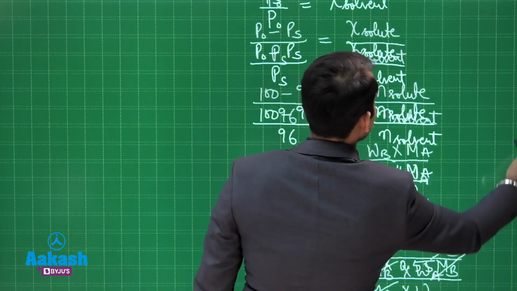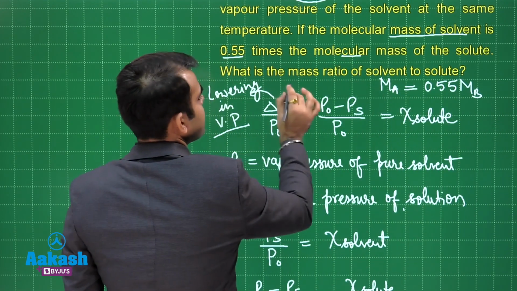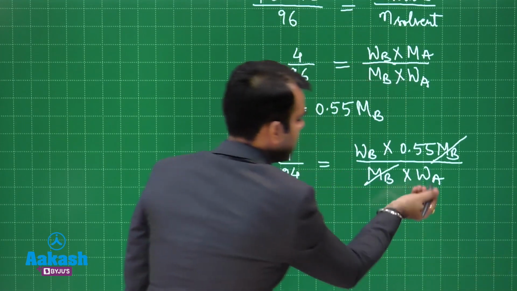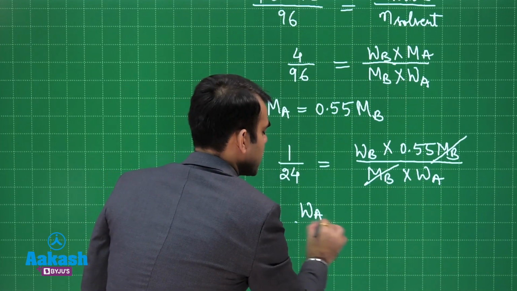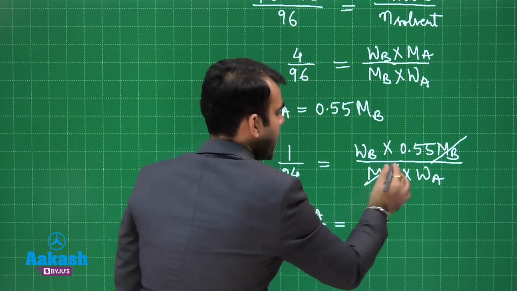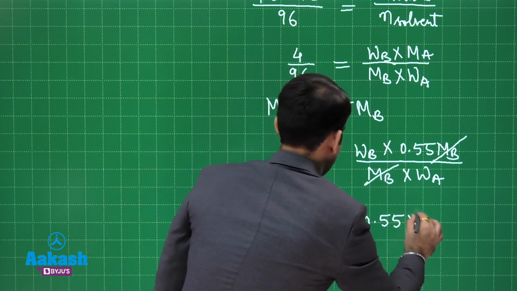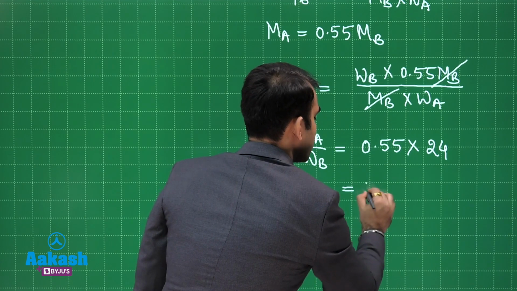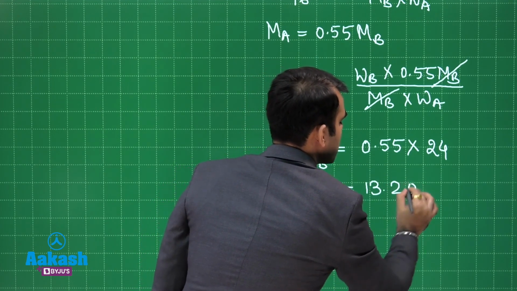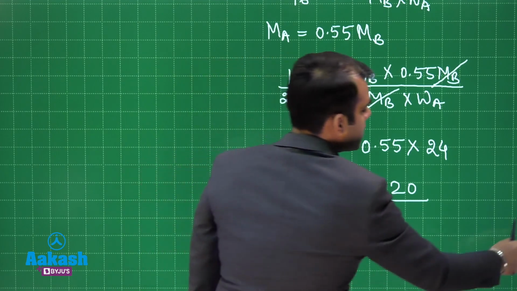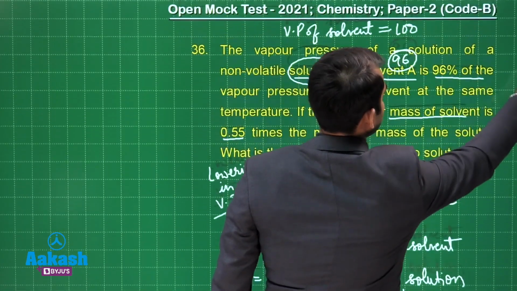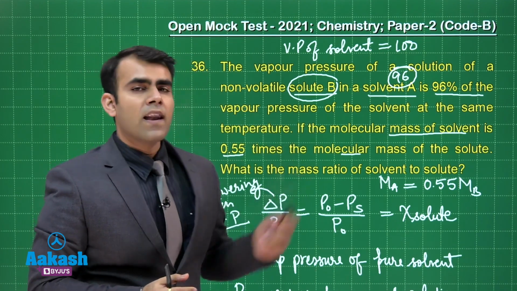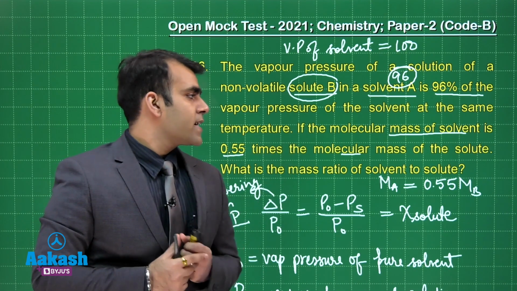Now the question is asking for the mass ratio of solvent to solute, that is Wa by Wb. So I'll do the cross multiplication. We will get Wa by Wb equal to 0.55 into 24, and this value is around 13.20. So my answer here is 13.20. So for this 36th question, or the last question, the answer is 13.2.